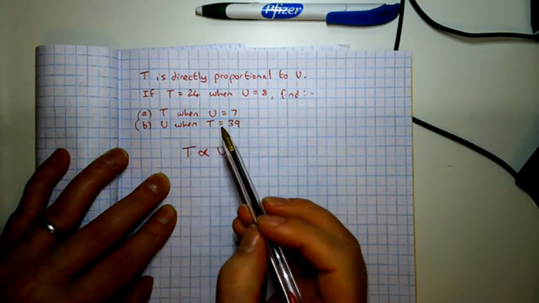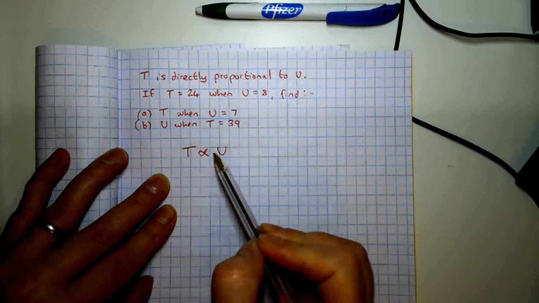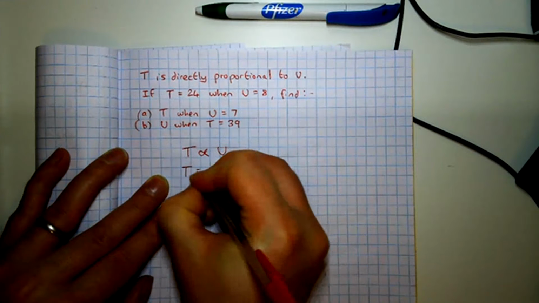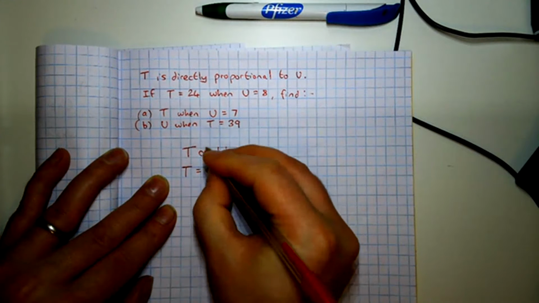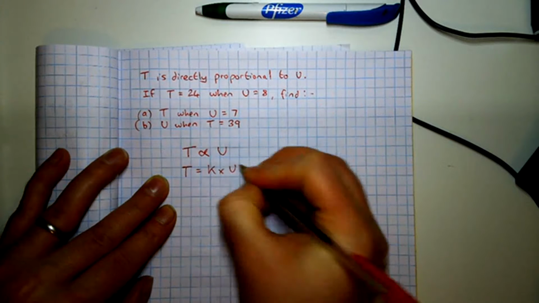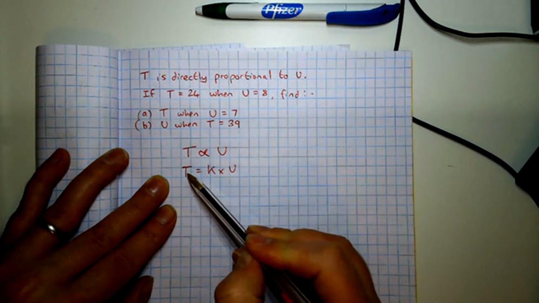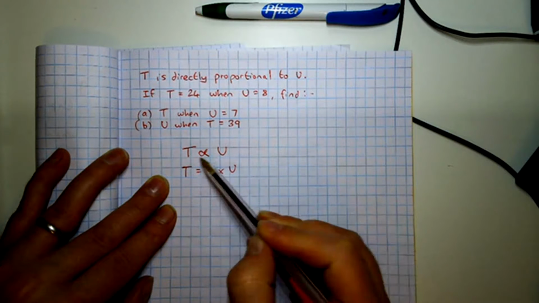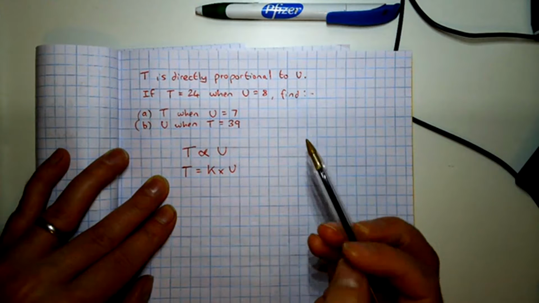Then we are going to write the same thing, but with an equal sign, and instead of the directly proportional symbol, it's going to be a constant times u, and that's because t will always equal some constant times by u. That's what directly proportional means.